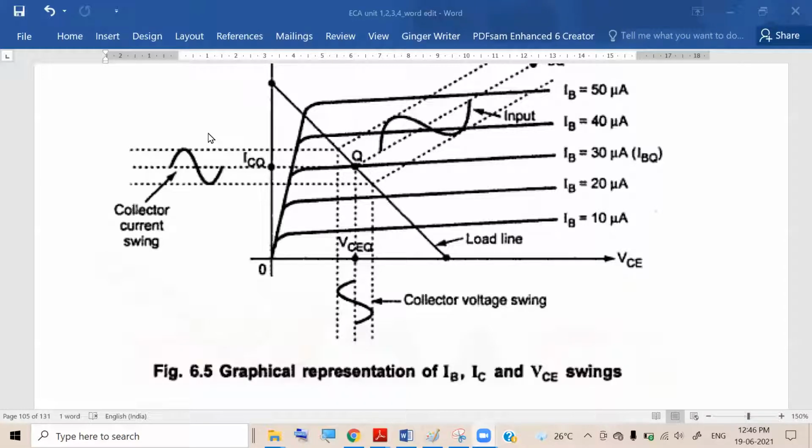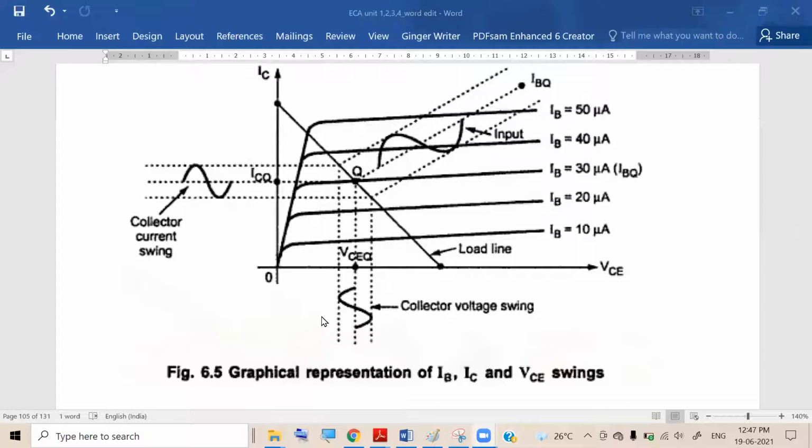It could be a small signal amplifier or a large signal amplifier. Both amplifiers give 180-degree phase shift.